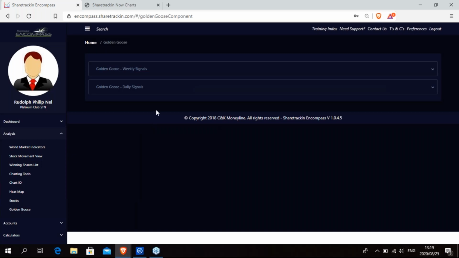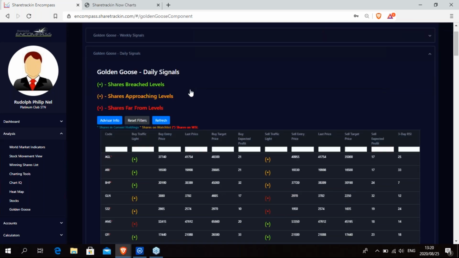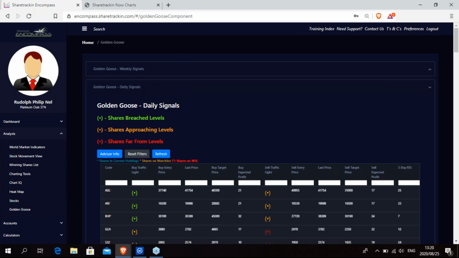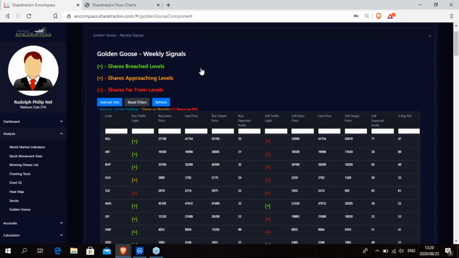Now the golden goose, basically how it works is you'll get weekly signals and daily signals. And this is also not only for people that trade on CFDs. CFDs, I would say, is more for the daily signals, because of all the recurring fees that you've got on CFDs. You would go for your daily signals, but you also get your weekly signals that you can use for the JSE itself if you're trading equities.